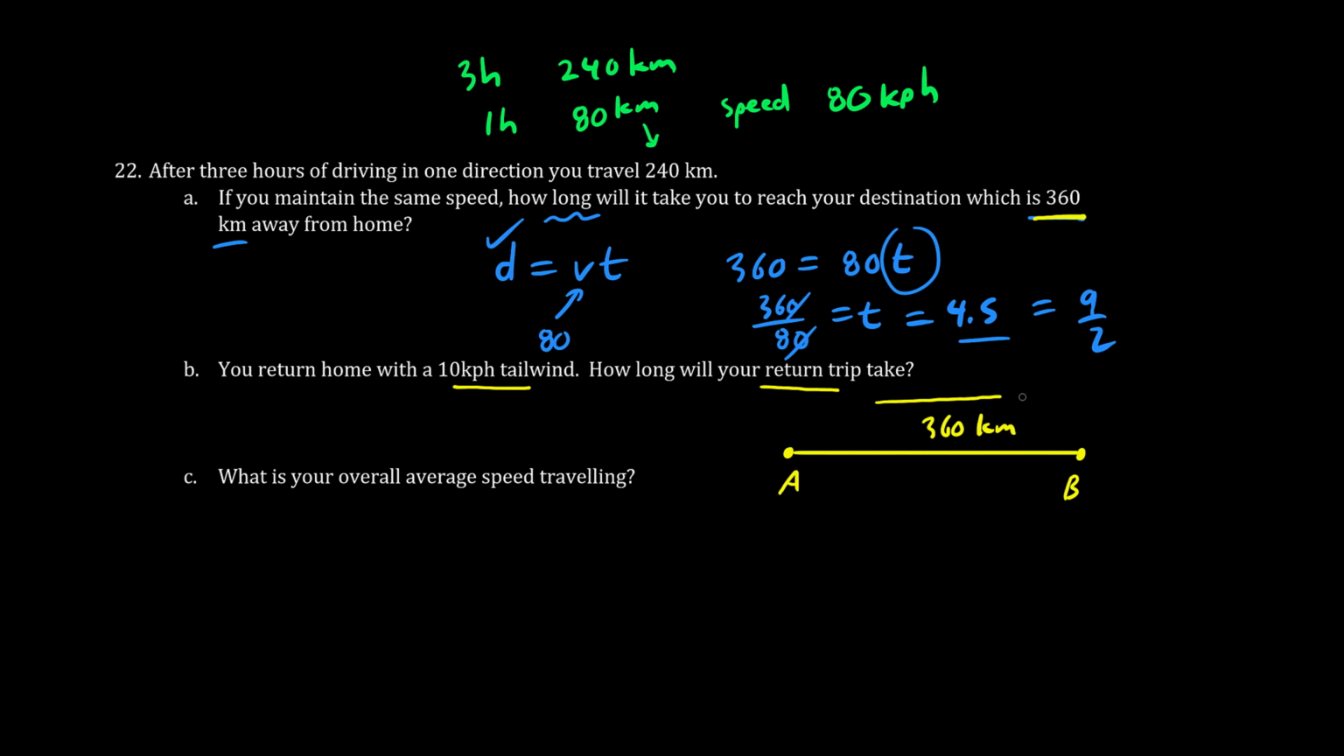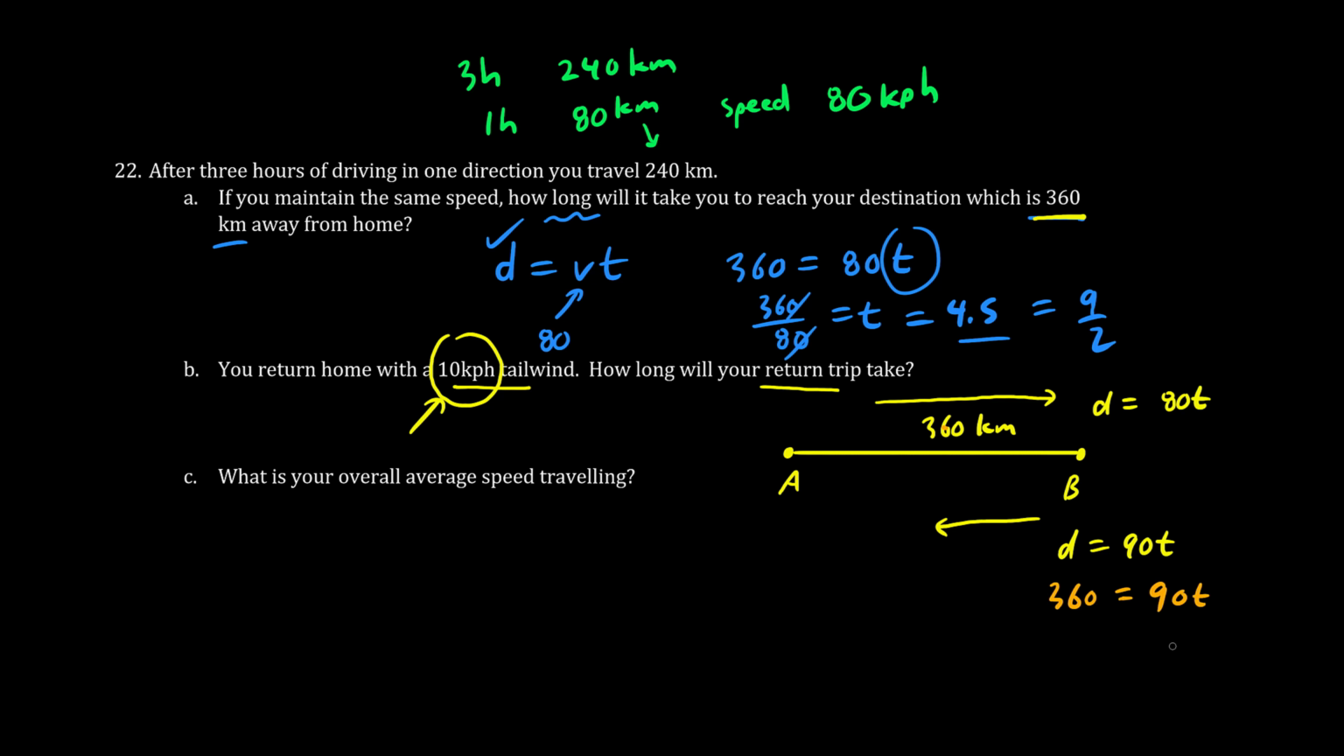We already went to our destination and now we're heading back, but this time we're a bit faster by 10 kilometers per hour. Previously we had the formula distance equals velocity times time, and the velocity was 80. But on the way back, we're a bit faster, so it's going to be 80 plus 10, which is distance equals 90t. And on the way back, we're still covering the same 360 kilometers. So 360 equals 90t.